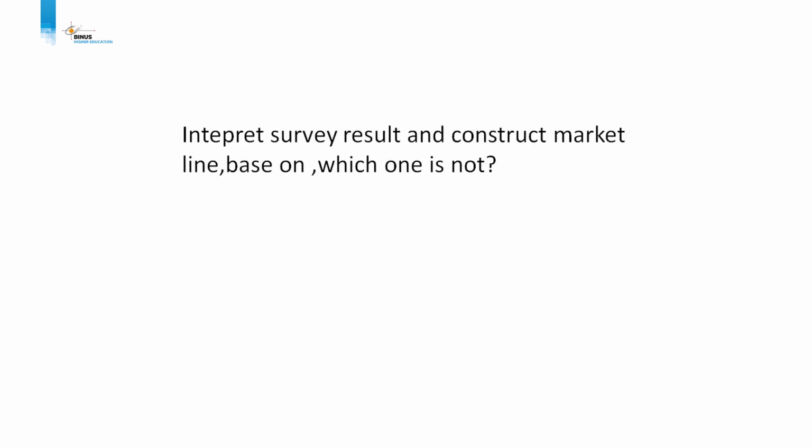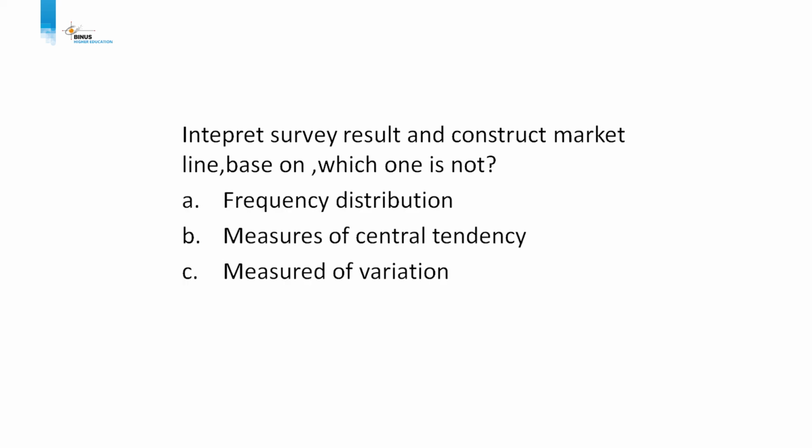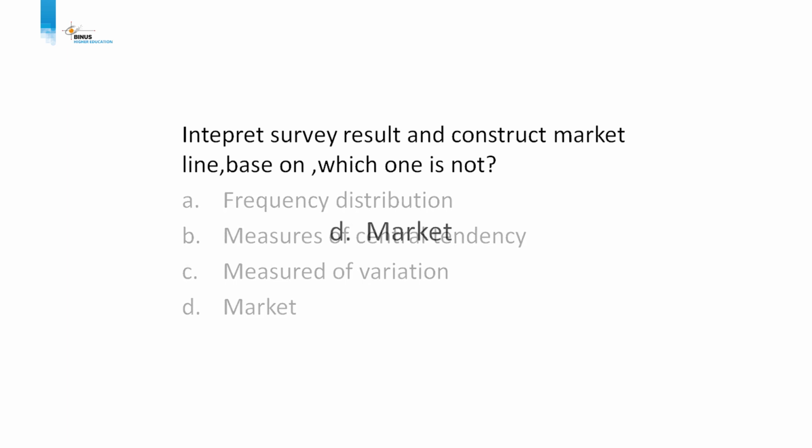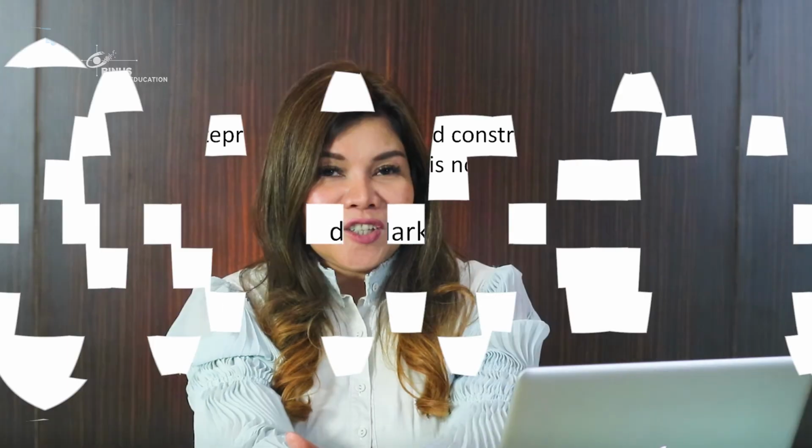So the question in this chapter: interpret survey results and construct market line, based on which one is not. A, frequency distribution; B, measure of central tendency; C, measure of variation; and D, market. And the answer is market. So this is the chapter. Thank you.